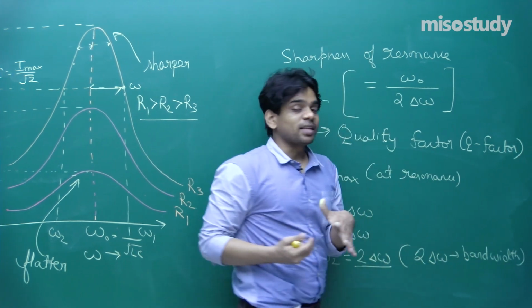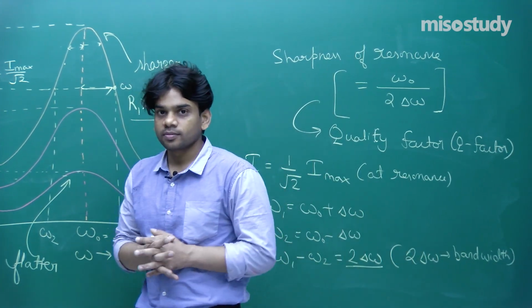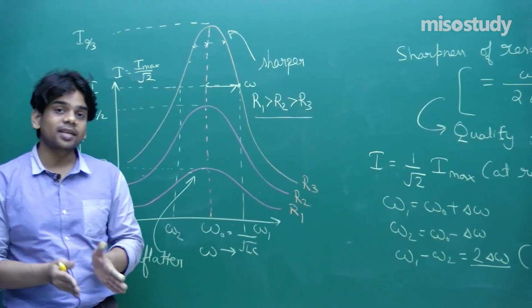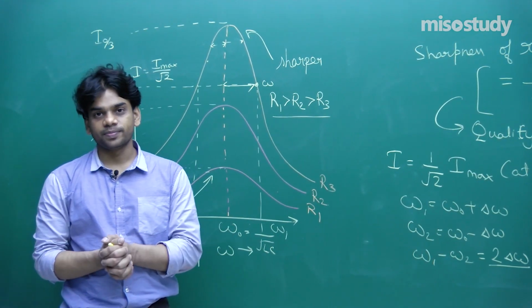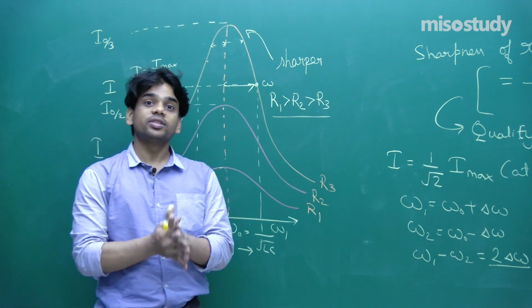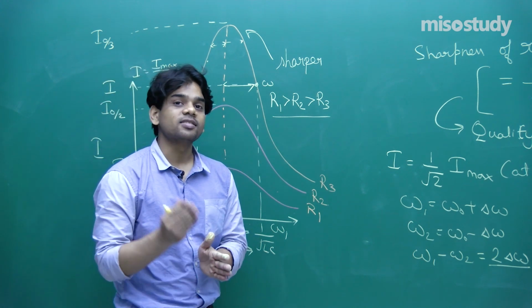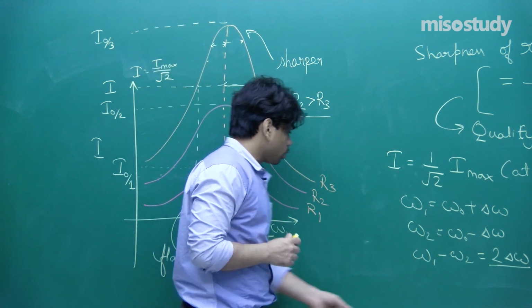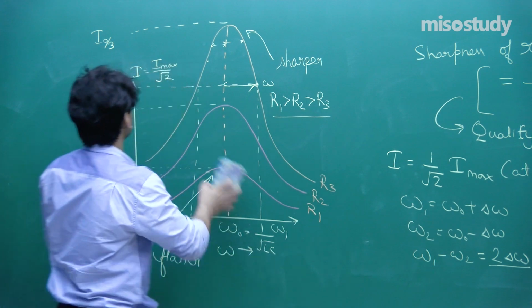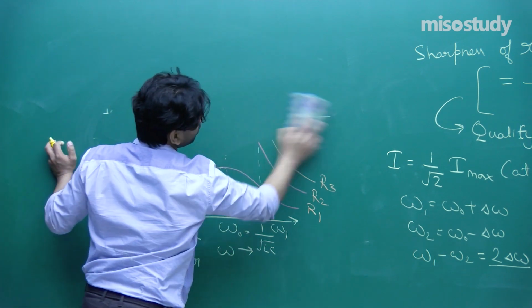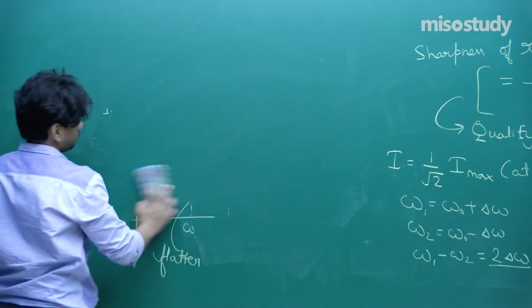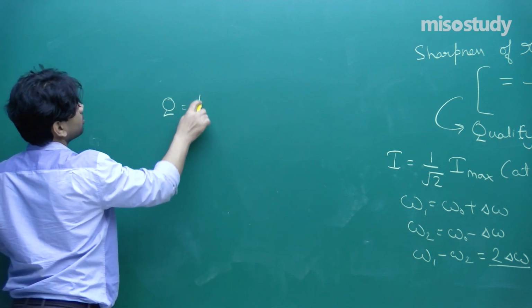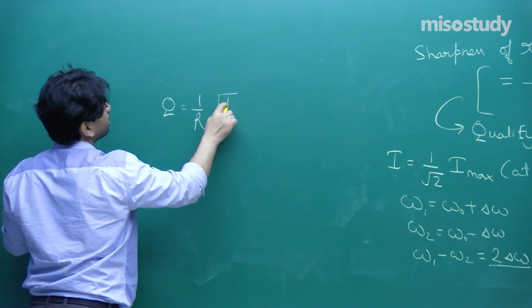Now we can also derive mathematically what its value will be. We will see how it depends on the inductance value and capacitance value of the circuit, and also how the Q factor depends on the resistance value. It will come out to be 1 upon R under root L by C, and we will derive that in the next class. So the Q factor, represented by Q, is given as 1 by R root L by C.